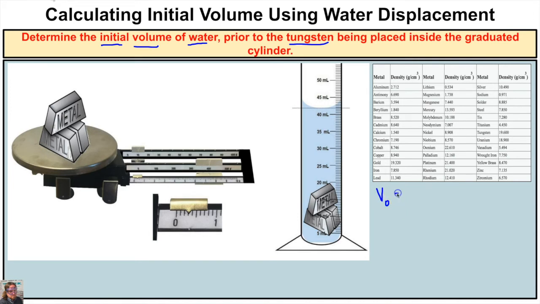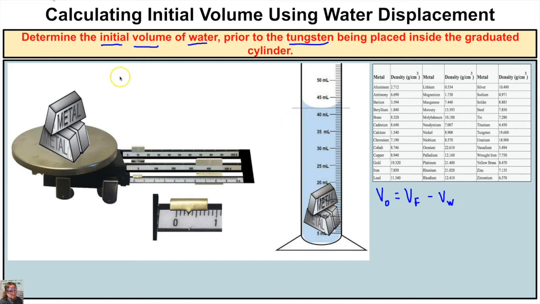If we want to figure out the initial volume here, what we'll have to do is take the final volume of the water that is in this graduated cylinder, and subtract the volume of the metal from it. In this case, the volume of our tungsten. The chemical symbol for tungsten is W. So if we figure out the volume of our tungsten here, we can then subtract that from the final volume of the water that's in this graduated cylinder, and that will give us the initial volume of the water that was in this graduated cylinder prior to us putting the metal in here.